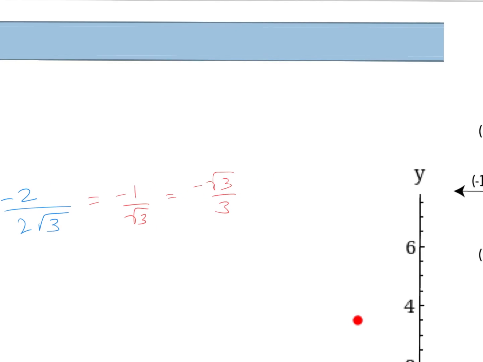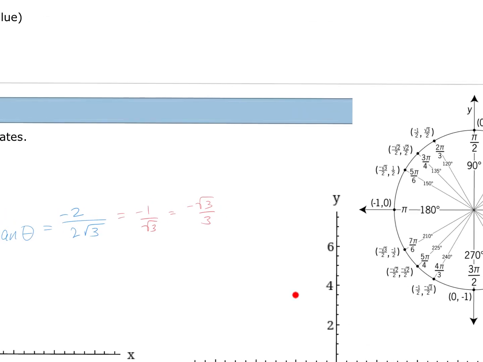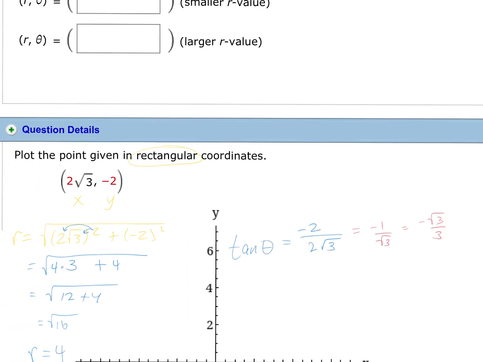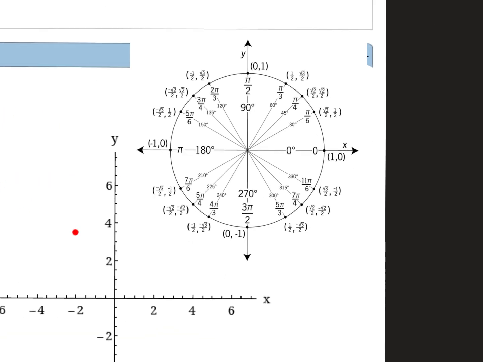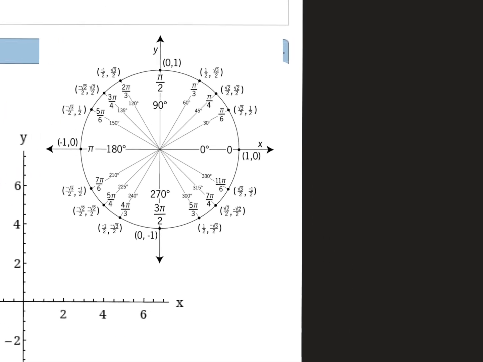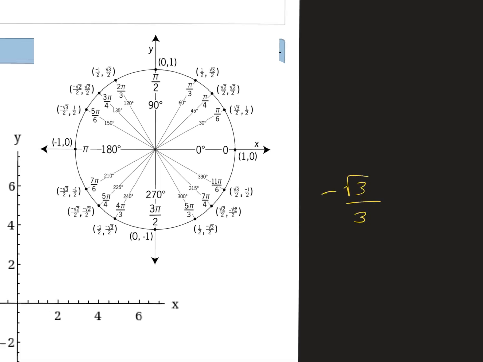Now we have to figure out which ordered pair is going to give me that negative square root of 3 over 3. Well, let's think about where we are first. If I were to plot this point, 2 root 3, do you know exactly where that is? No, but you do know it is positive, correct? And then -2. So which quadrant are we looking in? The fourth quadrant. So let's go down here. Fourth quadrant. I need my tangent to be negative square root of 3 over 3. That's what I'm looking to do.